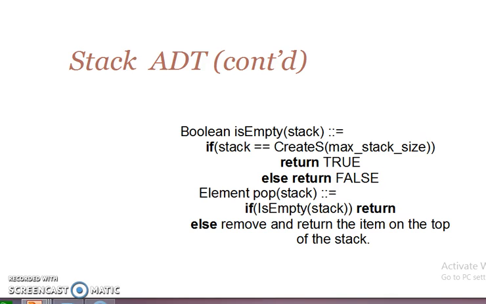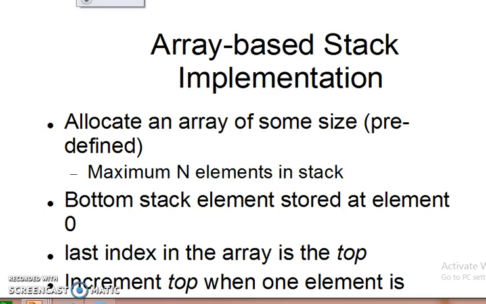Now another function is the pop function. For this pop function, first we check whether the stack is empty or not. If our stack is empty, it means we have no element in the stack to pop. So first we check is-empty, and if the stack is empty, meaning there is no element in the stack, then we return. But if some elements are there, then we return the item on the top of the stack.